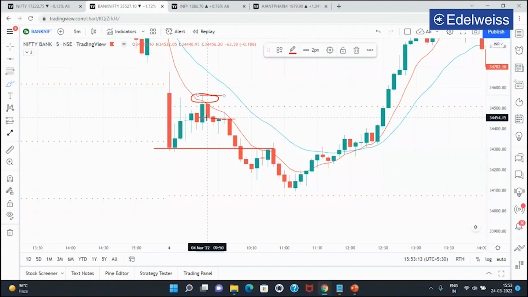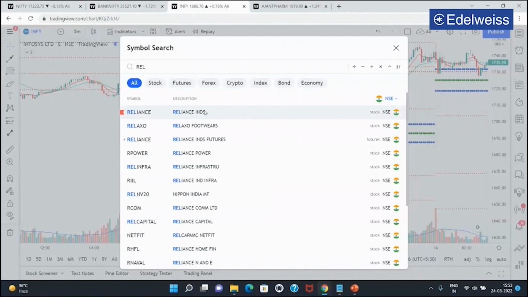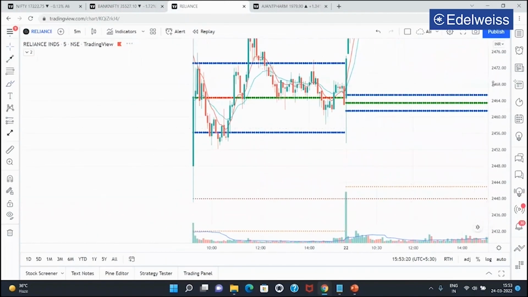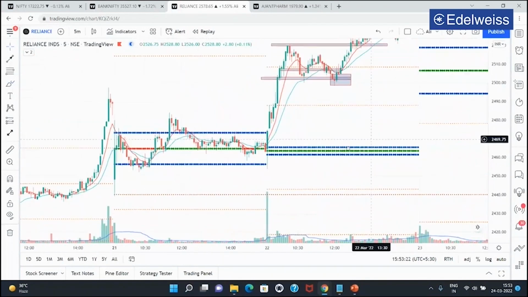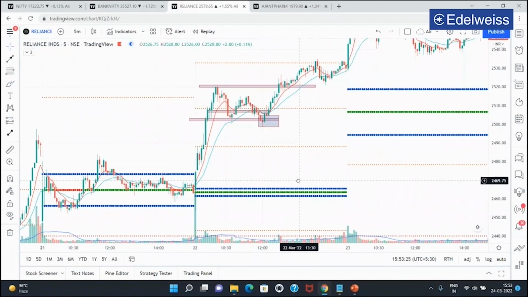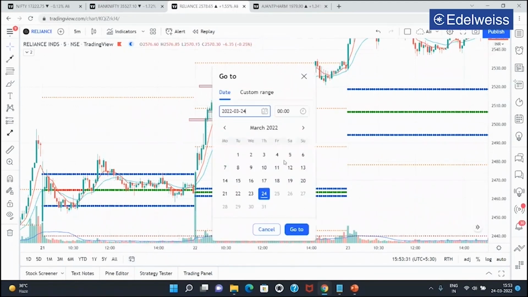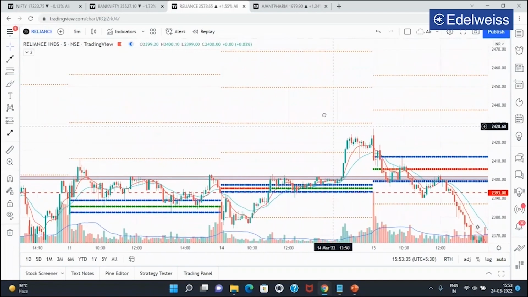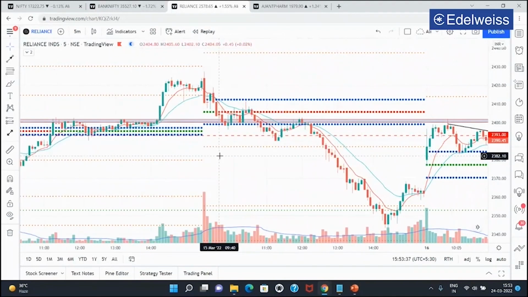Then again, you will see Reliance. I am using different examples because I am letting you know that these setups work everywhere, not just in Nifty and Bank Nifty. It works everywhere, even on stocks. 14th March Reliance. So if you will see 14th March Reliance, look over here.